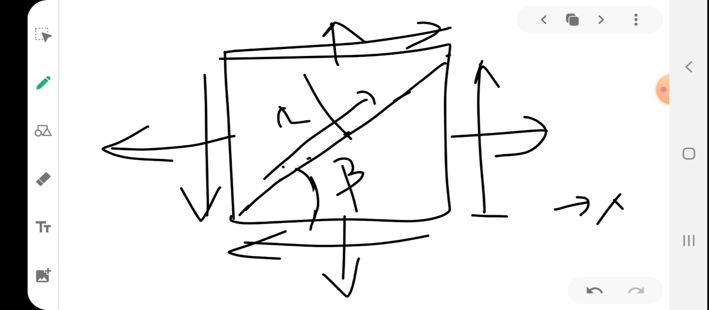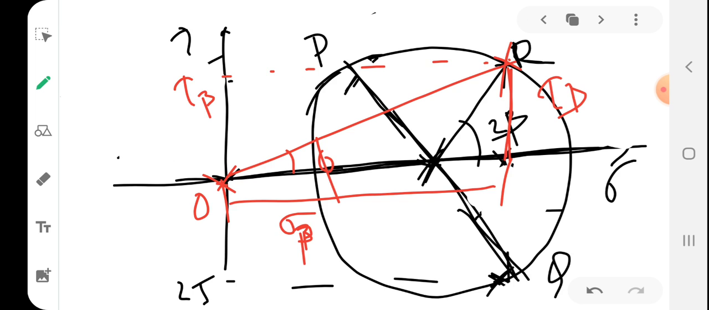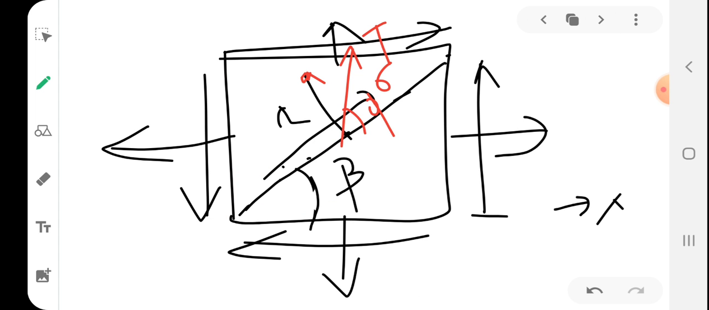So suppose this is sigma, this is tau, and your resultant t is acting in this direction. This angle will be phi. This phi can be obtained from here, right? So phi is from the x direction. This phi will give you the direction of t, the resultant vector, from the x direction.